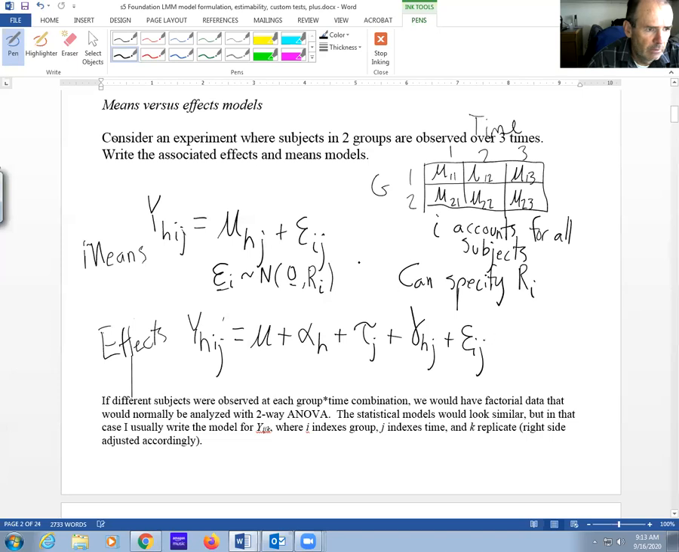So everything else is the same. What we've really done is we've just re-expressed this mean into different components, and that's the effects model. So you guys hopefully are familiar with that. It's really the same model, just a few different ways to express it. Any questions on that?